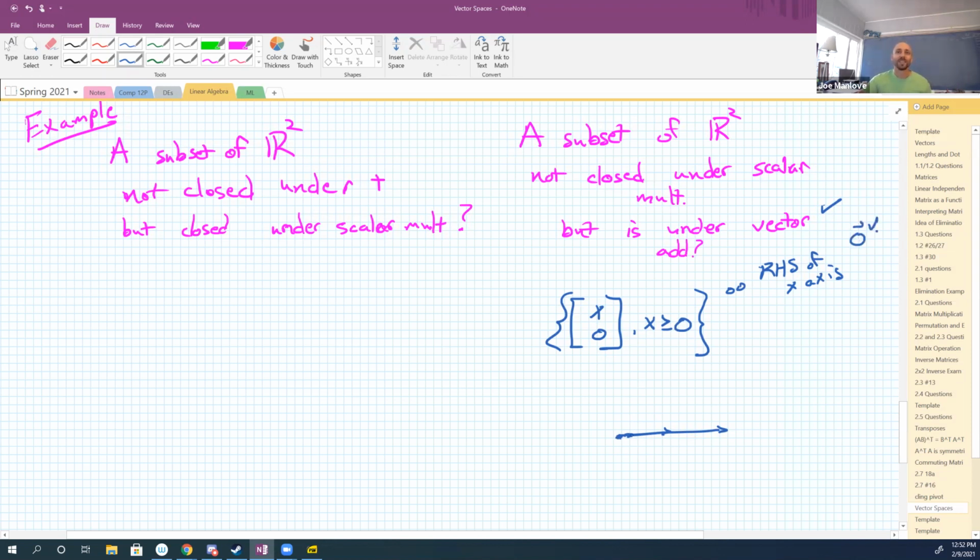Now, why is this thing not closed under scalar multiplication? Because it can't be negative. Yeah, if you multiply by a negative scalar, you're supposed to get a negative vector, right? But it's not in the space. You guys see that? So the negative scalars exist, ergo, this is not closed under scalar multiplication.